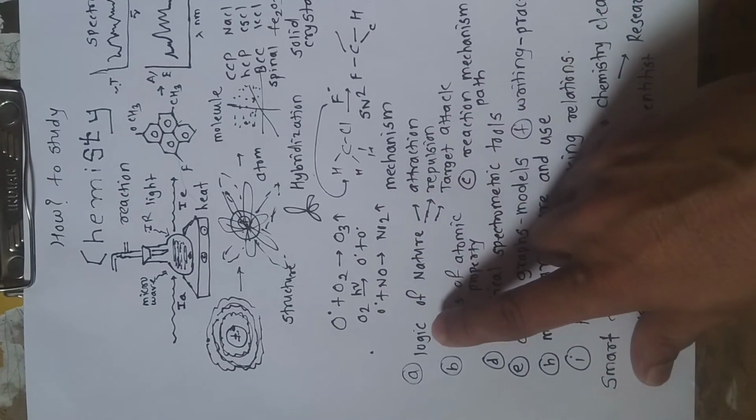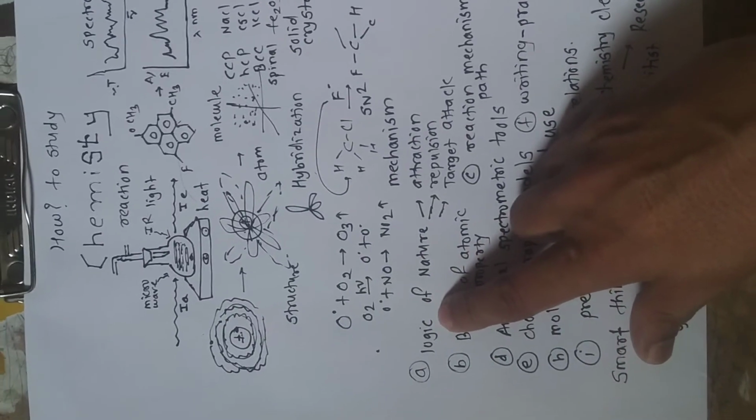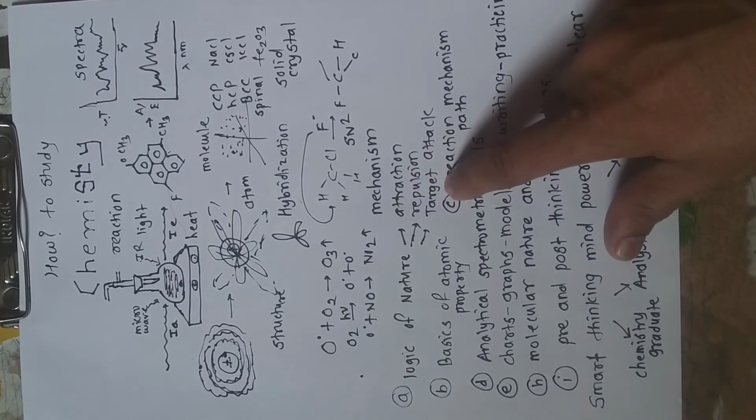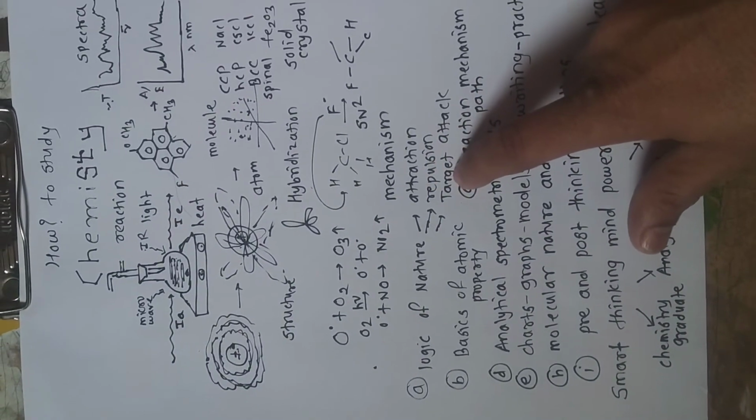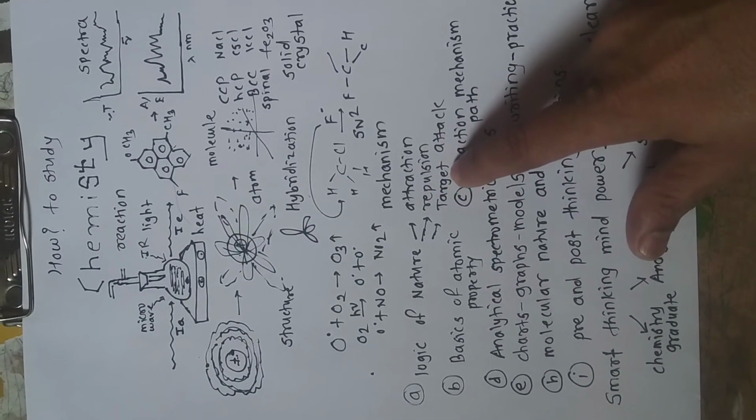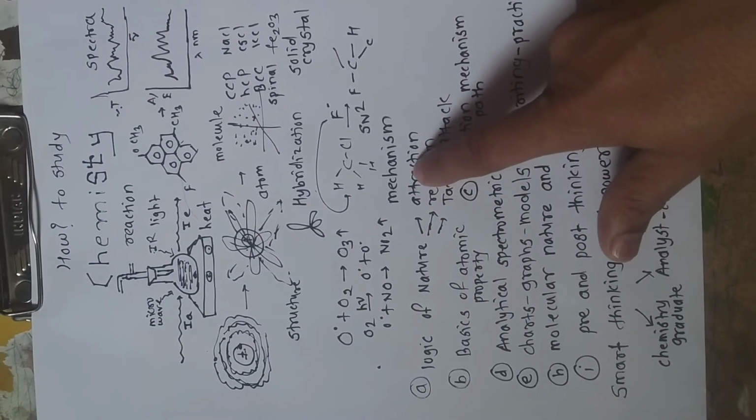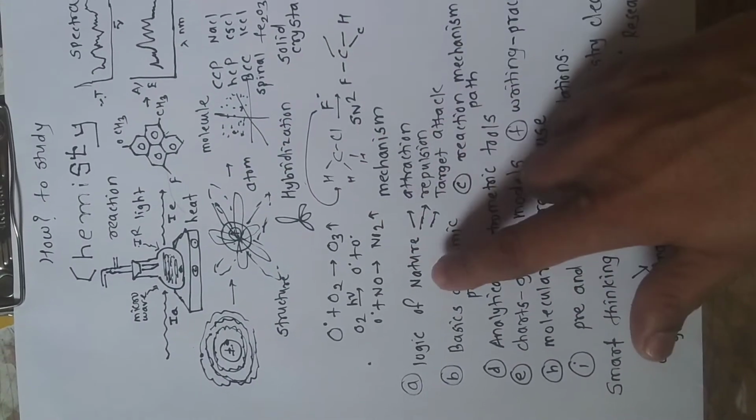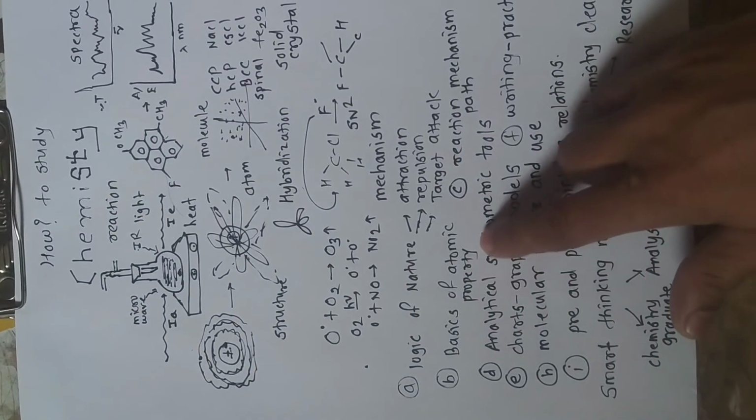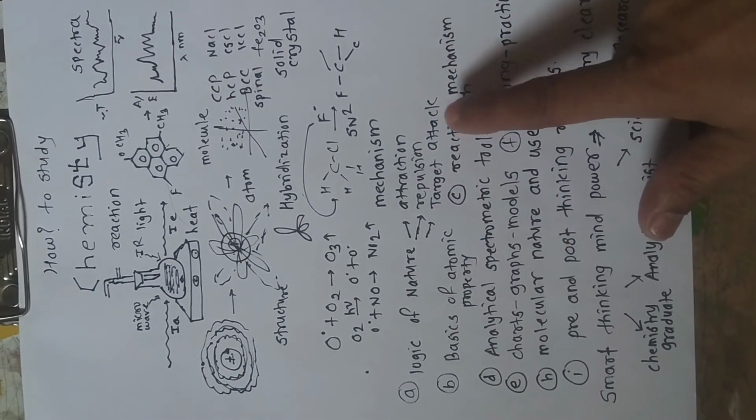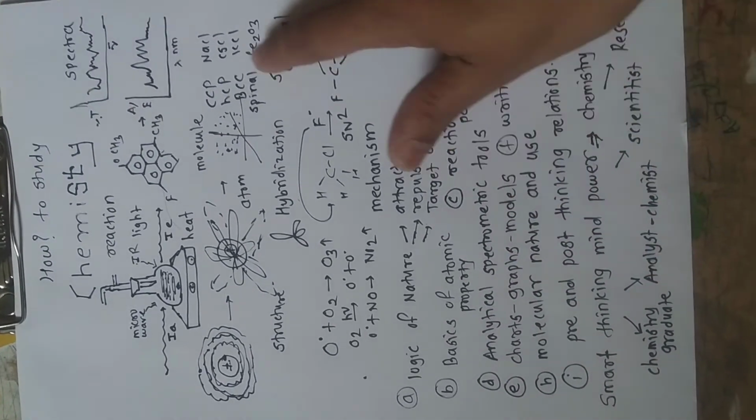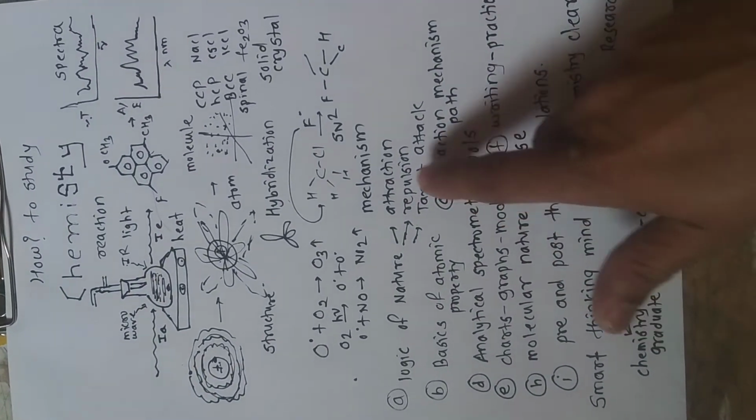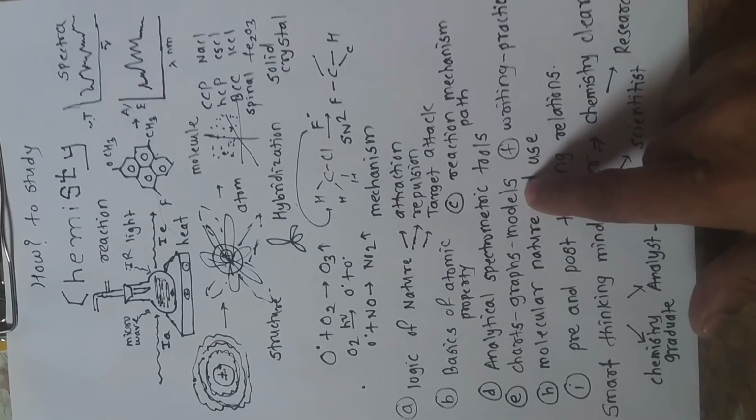So how to study chemistry? By taking interest, you must know the logic of nature, because nature has logic: attraction, repulsion, target attacks, that happen in nature, in natural things, in natural species. If someone knows the logic of nature, he will know chemistry very briefly. Then the basics of atomic properties must be known, reaction mechanism paths must be known to study chemistry, analytical spectrometric tools and spectroscopic analysis techniques must be known. The charts, graphs, and model representations of science must be known. Then you can study chemistry.